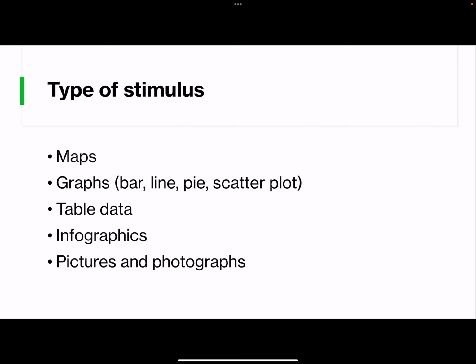The types of stimulus that can be given to you include maps and graphs, which I think we've seen in lower secondary as well. Table data is also seen in lower secondary. Sometimes you may even be given infographics. I believe in your Sec 1 and Sec 2, when you covered topics like tourism, water supply and natural resources, you had quite a bit of infographics that you were tasked to interpret and sometimes provide descriptions of. Pictures and photographs as well. These are all key types of stimuli that we tend to encounter when dealing with this describe question type.